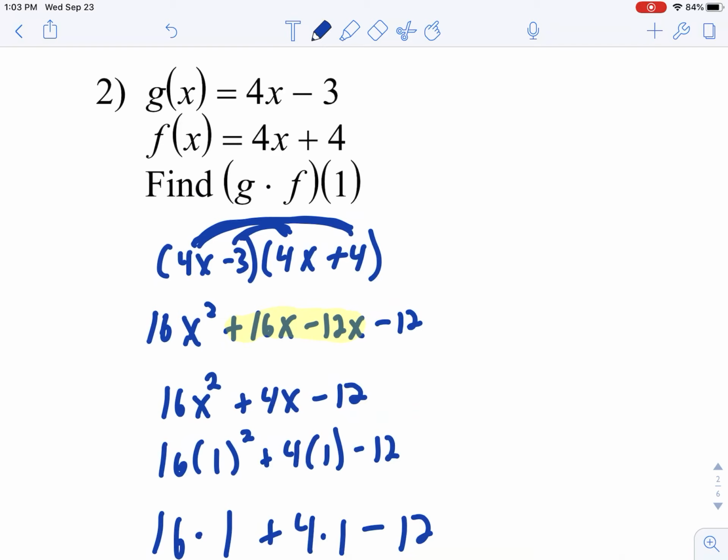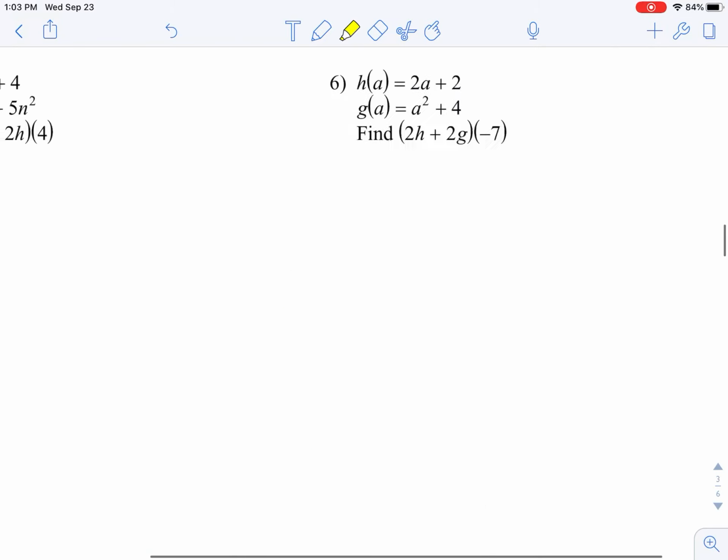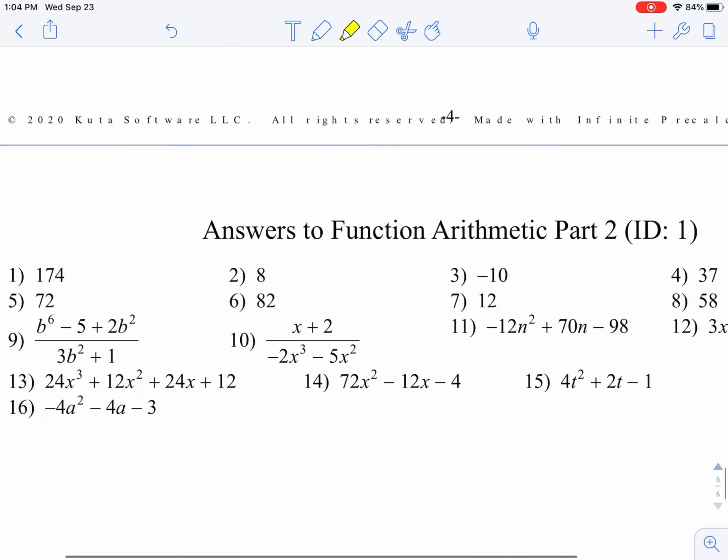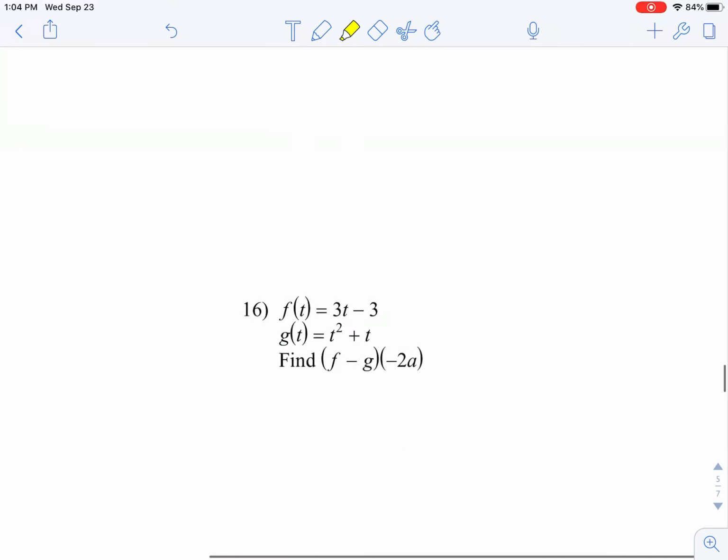g times f of 1 means multiply g times f and then plug in a 1. And that's exactly what I did. Let me check the answer before I go back and redo it the easy, or maybe easier way. So 8, yes, we definitely got the right answer.